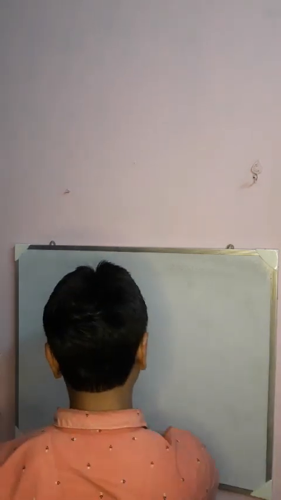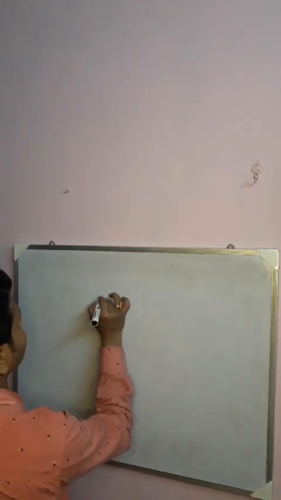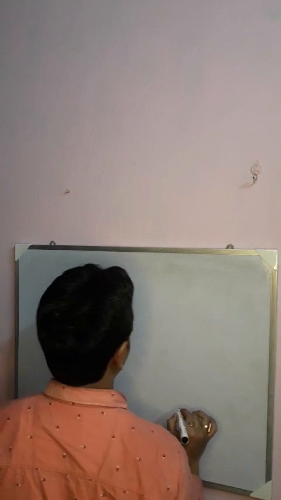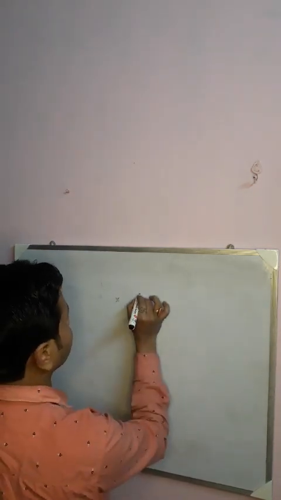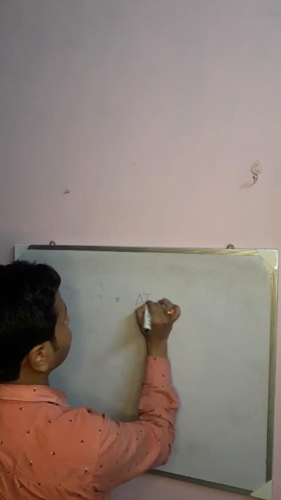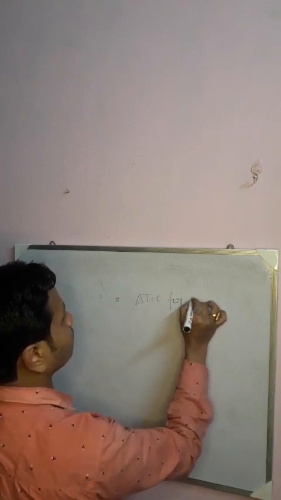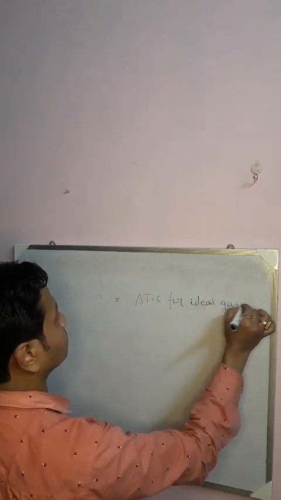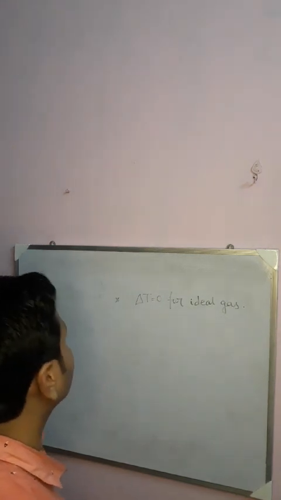Now we will do a simple problem based on the JT coefficient. We have to show that delta T is 0 for an ideal gas. For an ideal gas, delta T will be 0. How?